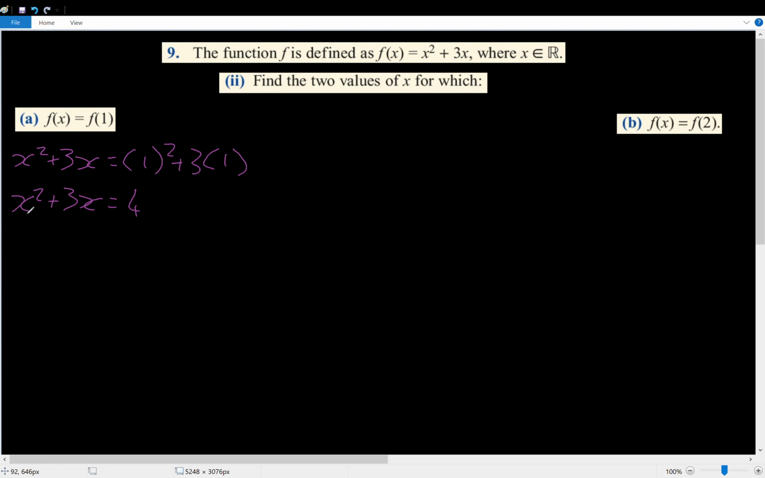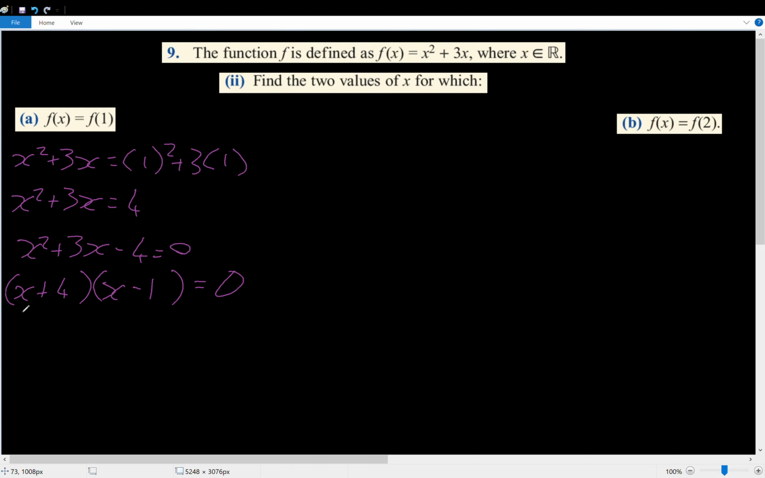And now because this has a square in it, if we're trying to solve this, we're going to have to bring the 4 over. So we're going to get x squared plus 3x minus 4 is equal to 0. And in order to solve this, we're going to have to factorize. So our first term in each bracket are going to be factors of the first term in the expression. So the factors of x squared are x and x. And the second two terms in each bracket are going to be factors of minus 4 that sum up to plus 3. So that's going to be plus 4 and minus 1.